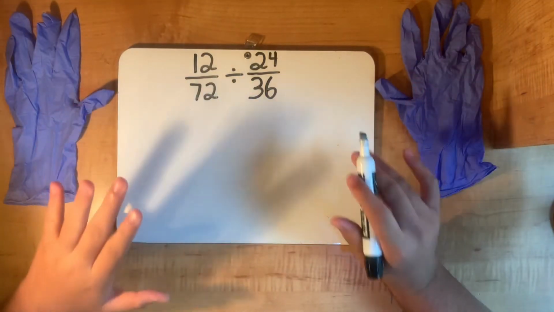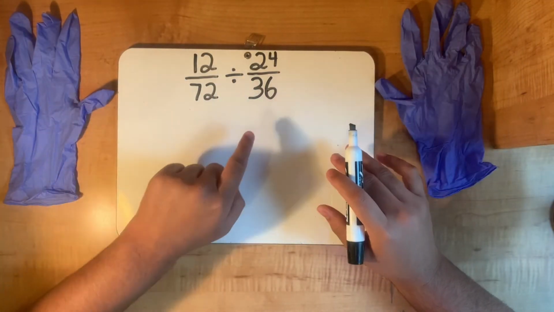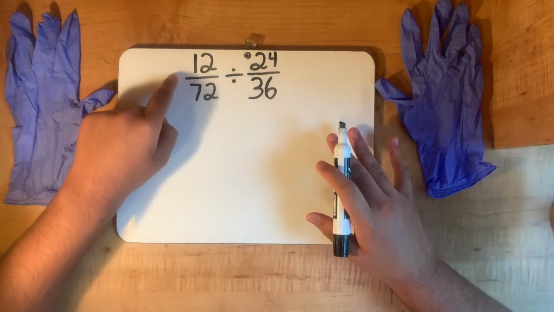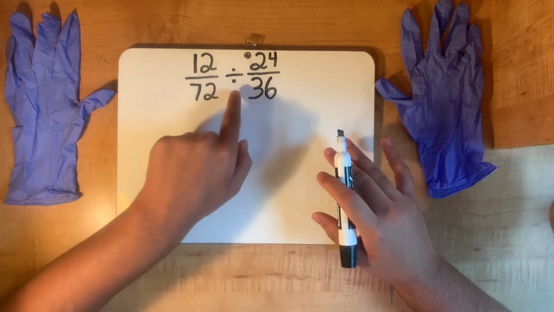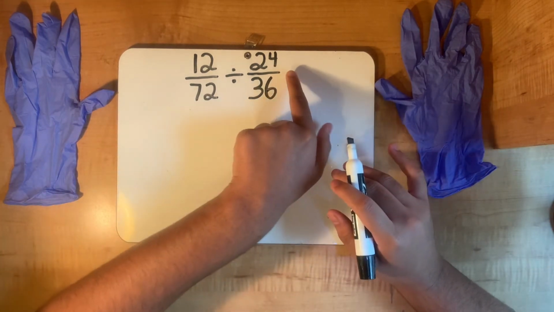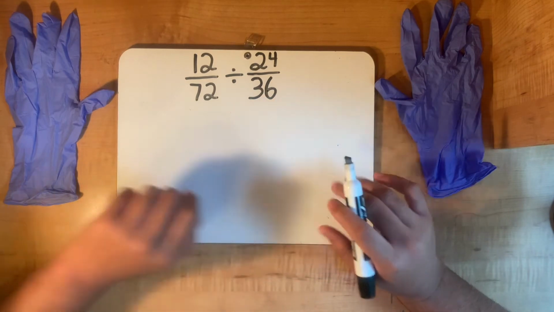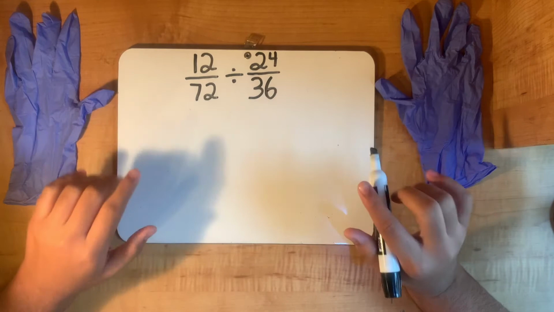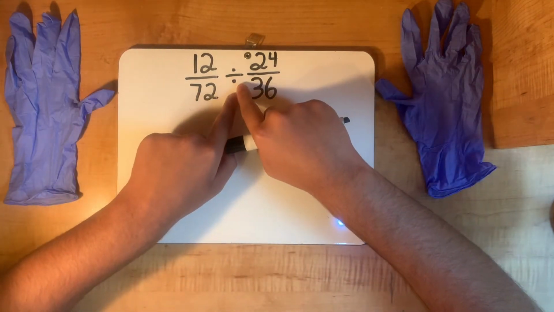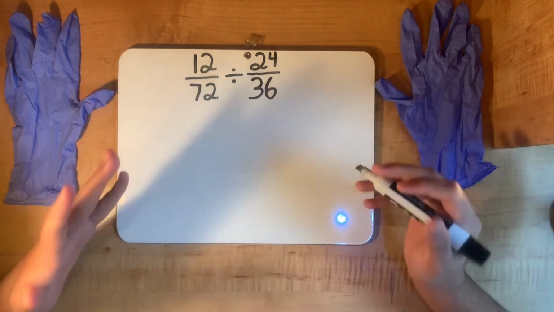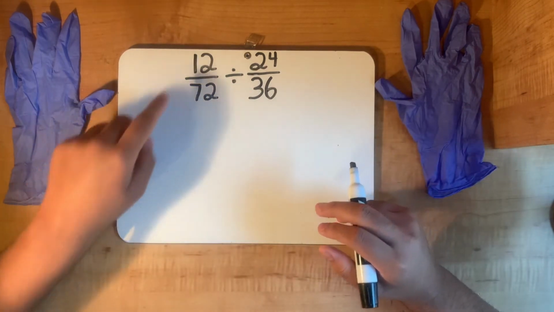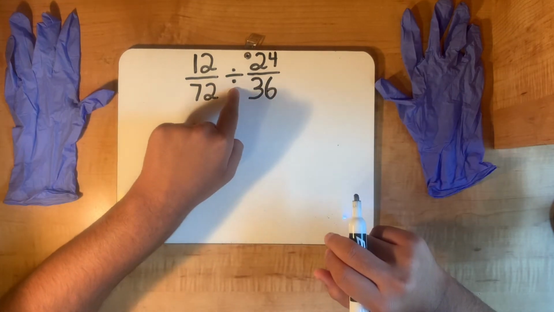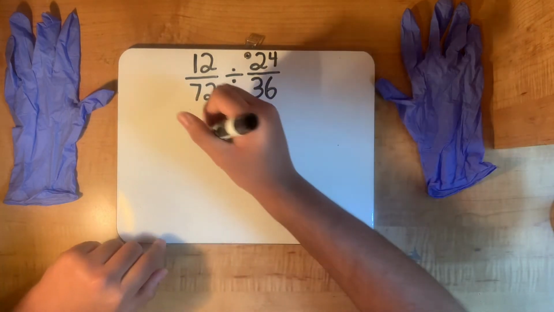So in this video, I would like to show you how to divide two fractions. So our problem is 12 over 72 divided by 24 over 36. So the first thing that we want to do is to change this sign. So basically, when dividing a fraction by another fraction, we want to always change this division sign into multiplication.